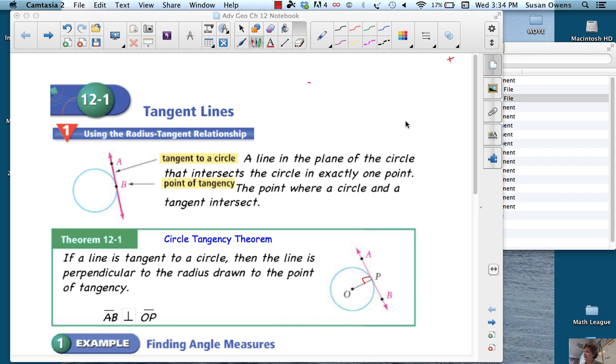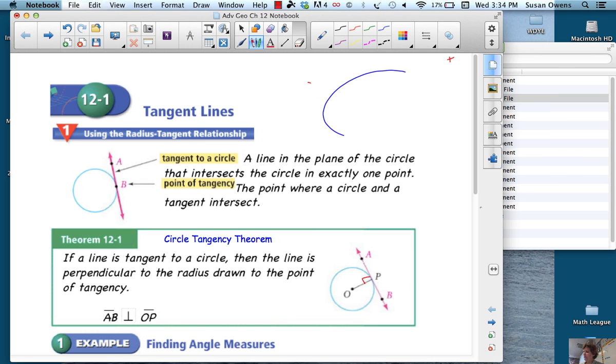So if I draw a circle and I put a point on it, if I draw a line that goes through that point but also intersects the circle in another point, then it's not called tangent. But if I draw a line that intersects that point but only intersects the circle at that point, then it would be called tangent. So this would be a tangent.